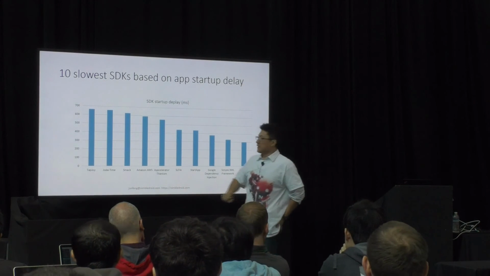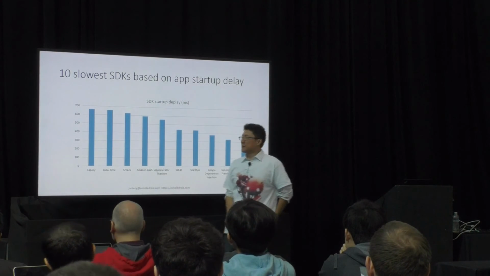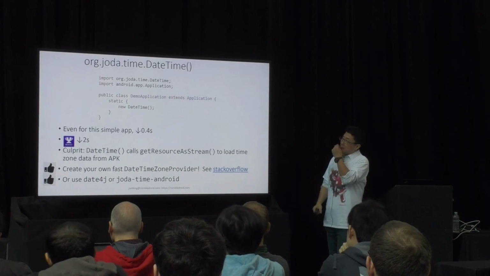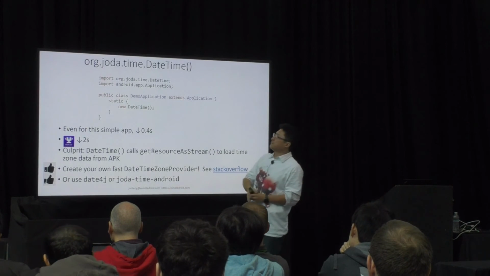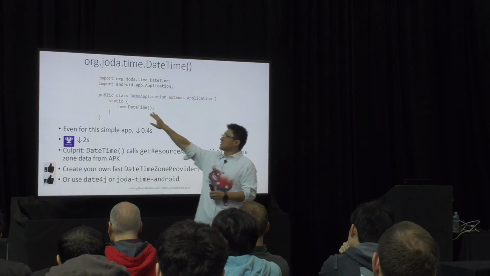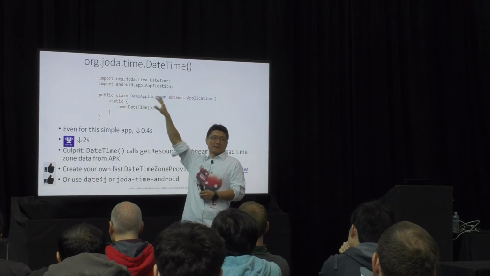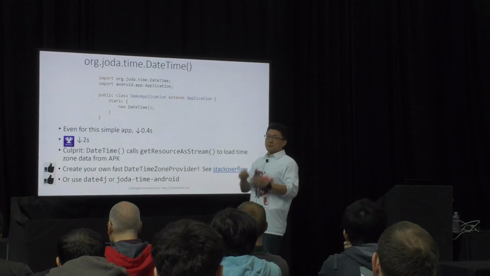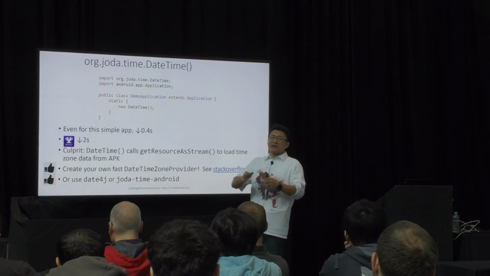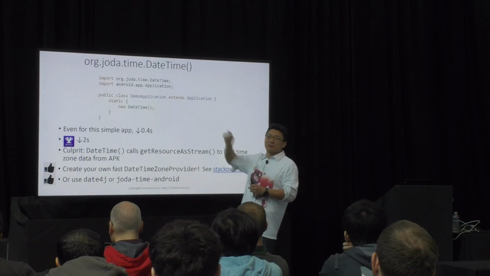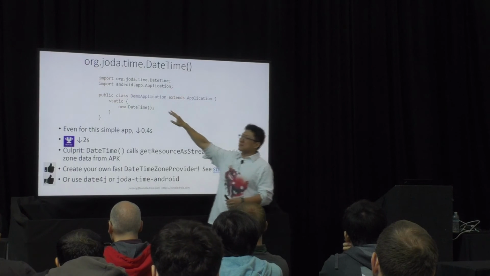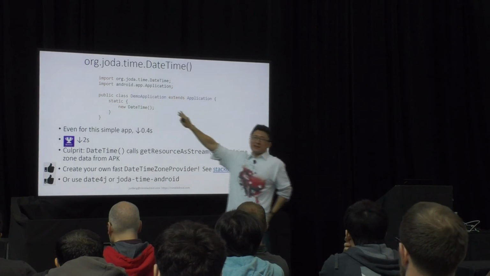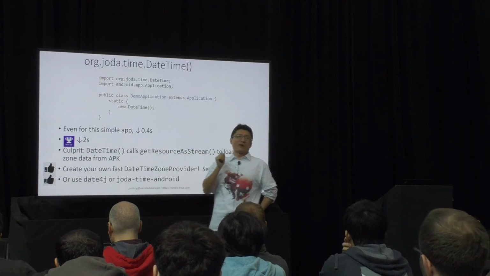So what's going on? Well, let's take one example, Joda Time, which is a very popular datetime library, to see what's going on there. Let's say you just create this simple app. You don't do anything with the app except create this datetime object from the Joda Time library. If you build this app and run it on the Nexus 5, and compare the start time to an empty app without this line, just comparing the overhead of this particular line, this new datetime object introduces a 400 millisecond delay.